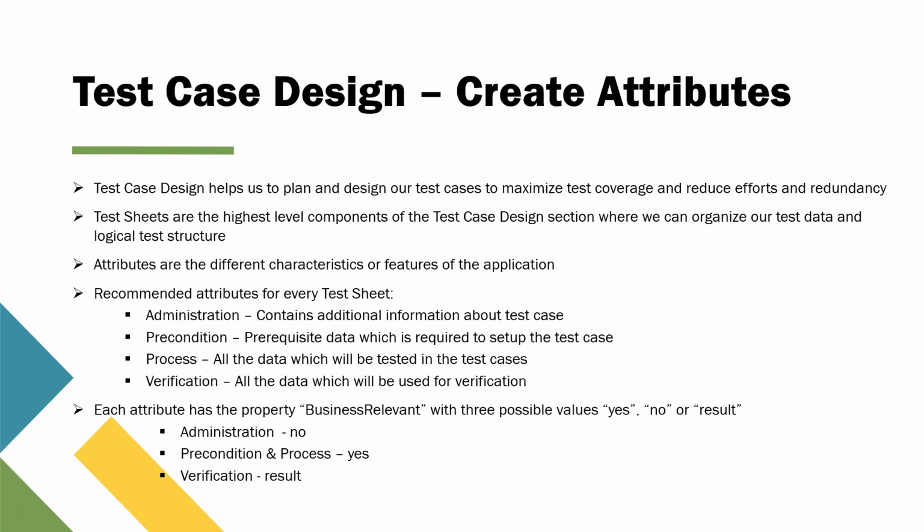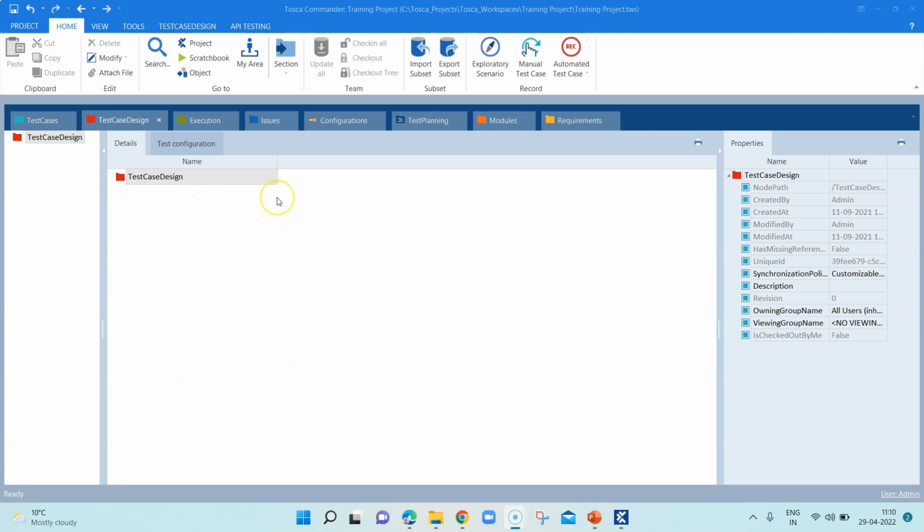Now let's see with an example how you can create your test sheet within the test case design section in Tosca, and how you can create these four different attributes for a sample application. So as you can see, now I've opened the Tosca Commander and I am in the test case design section. It is marked with a red folder. So every section will have these kinds of colored folders which you can recognize to know which section you are currently in, right?